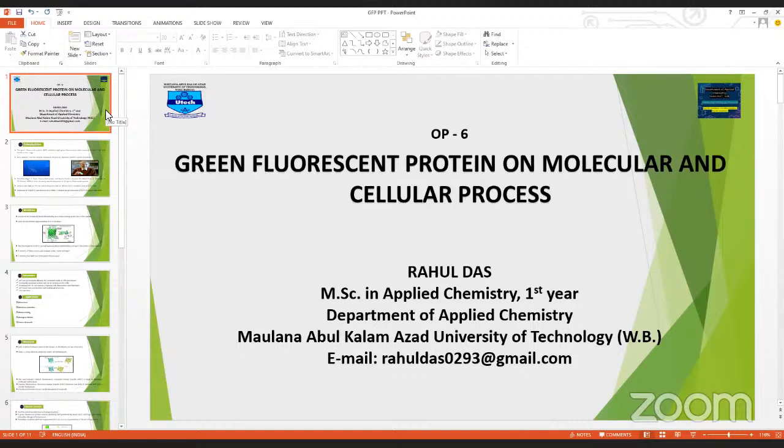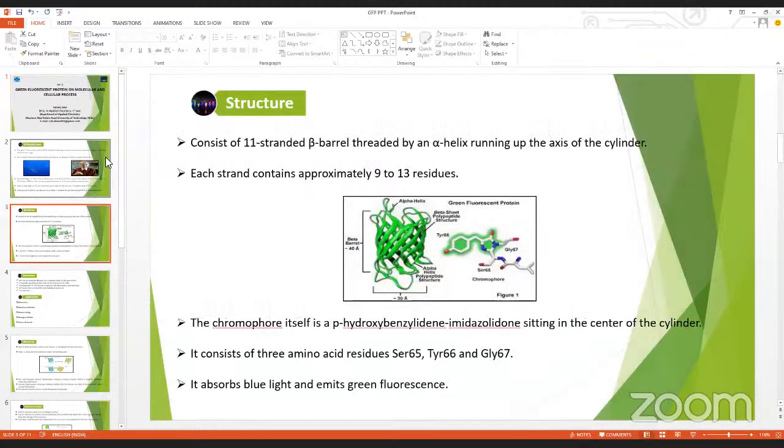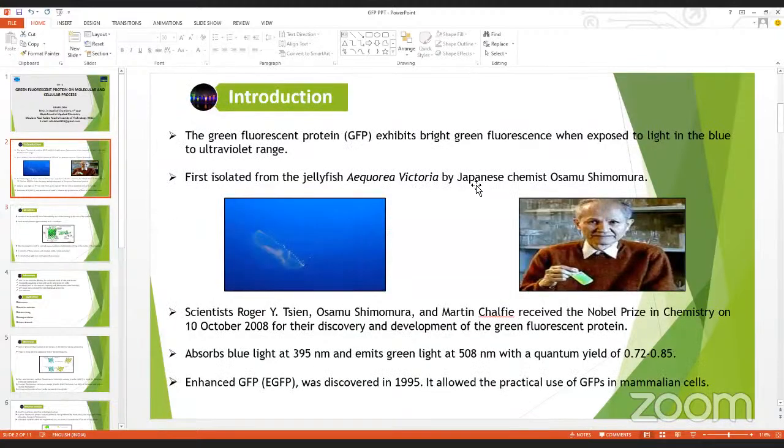Any other question? I am asking one thing: to observe the fluorescence, what is the exciting source? Is it in the visible region or in the UV region? It is the blue light to UV-visible region. It is closer to visible, so there is no harm to the skin.